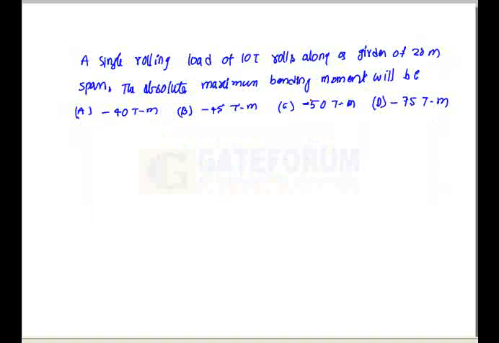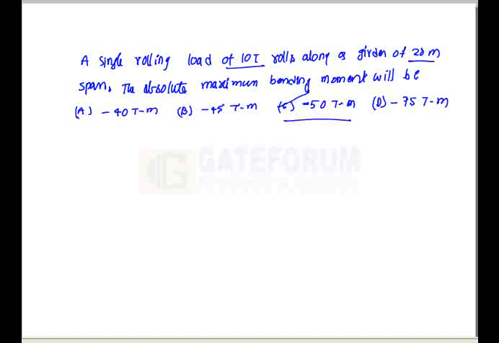In this question, a single rolling load of 10 tons rolls along a girder of 20-meter span. The absolute bending moment we have to find out. The absolute bending moment for a girder with a 10-ton roller with a span of 20 meters is 50 ton per meter.